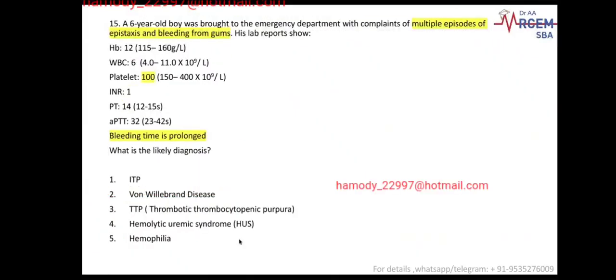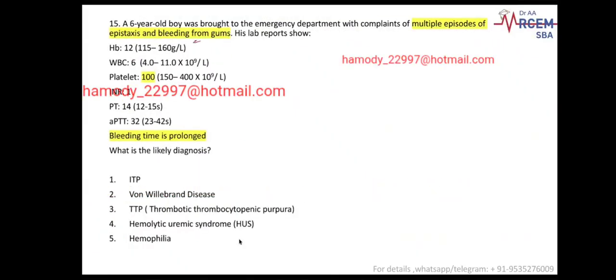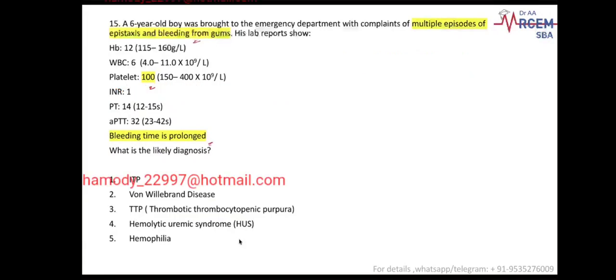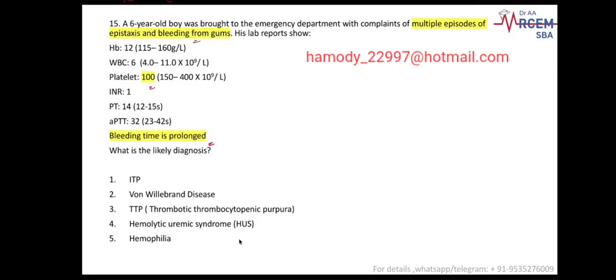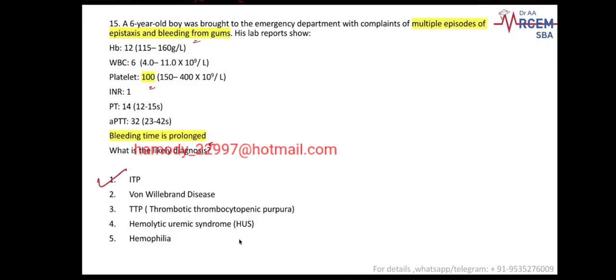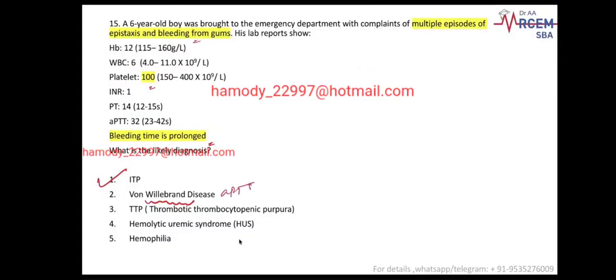A 6 years old boy was brought to the ED with complaints of multiple episodes of epistaxis and bleeding from the gums. Platelet count is on the lower side. Bleeding time is prolonged. What might be the diagnosis they are asking? The diagnosis here is idiopathic thrombocytopenic purpura, because in von Willebrand disease, APTT will be prolonged. That's how I ruled it out.